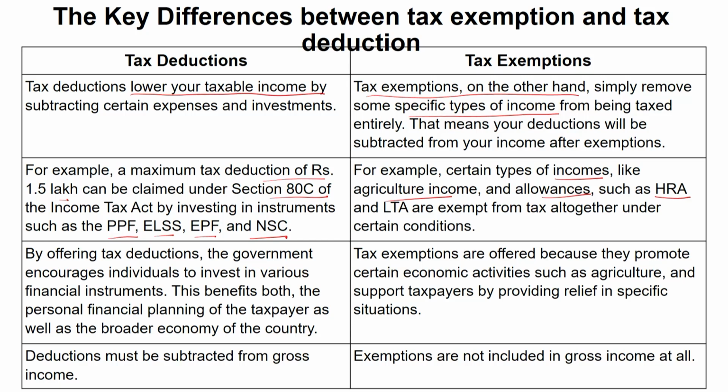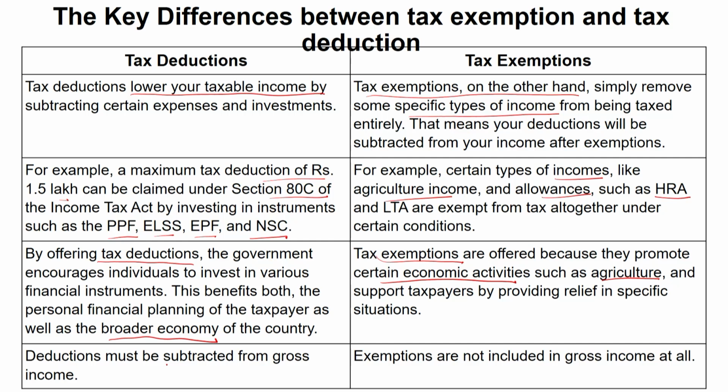Now, the next difference is that by offering tax deductions, the government tries to encourage and promote the habit of saving and to encourage investment into the economy by the saved amount of the individual. So it has a broader impact on saving and investment in the economy, whereas tax exemptions are offered because these types of exemptions promote certain specific kinds of economic activity, such as agricultural investment, which will increase when there are no taxes on agricultural income.